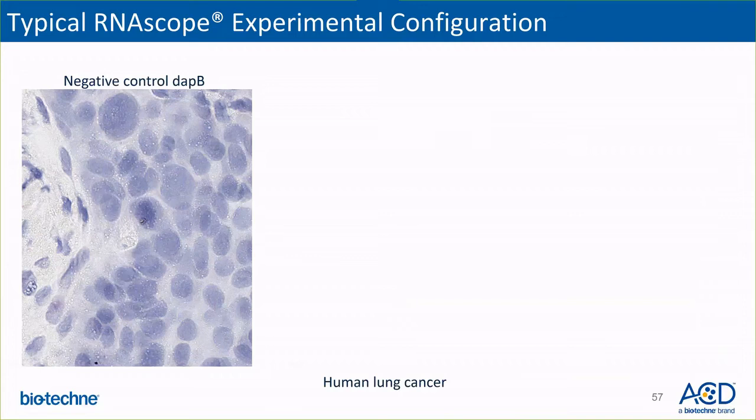Here are serial sections from a human lung cancer sample on which we performed the manual assay red. On the left is a section stained with a negative control probe, DAPB, which is a bacterial gene that is not expressed in most tissues. As observed in the sample, there should be no signal from the negative control DAPB.